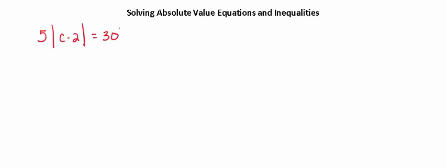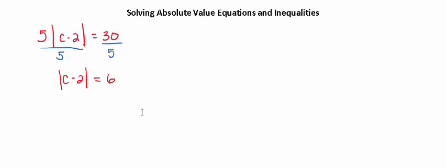The first thing I want to call your attention to is if there is anything outside of the absolute value bars, you need to make sure that you take care of that before you do any solving to the absolute value equation. In this case, I'm going to need to undo this 5 times the absolute value of c minus 2. How do I undo a multiplication? I'm going to divide. So let's divide both sides by 5, and this will give us the absolute value of c minus 2 is equal to 6.